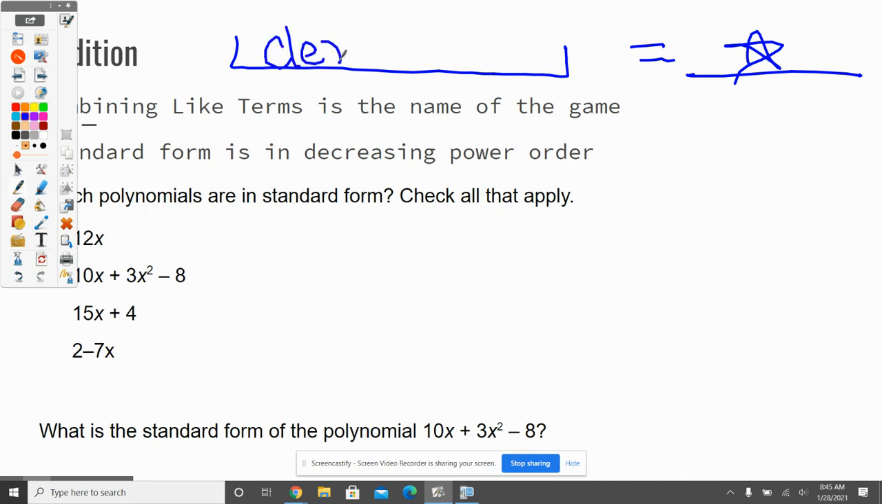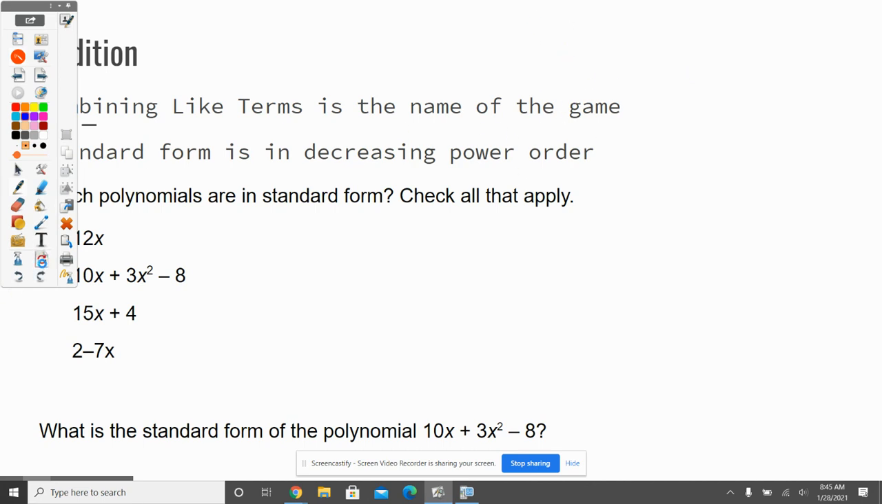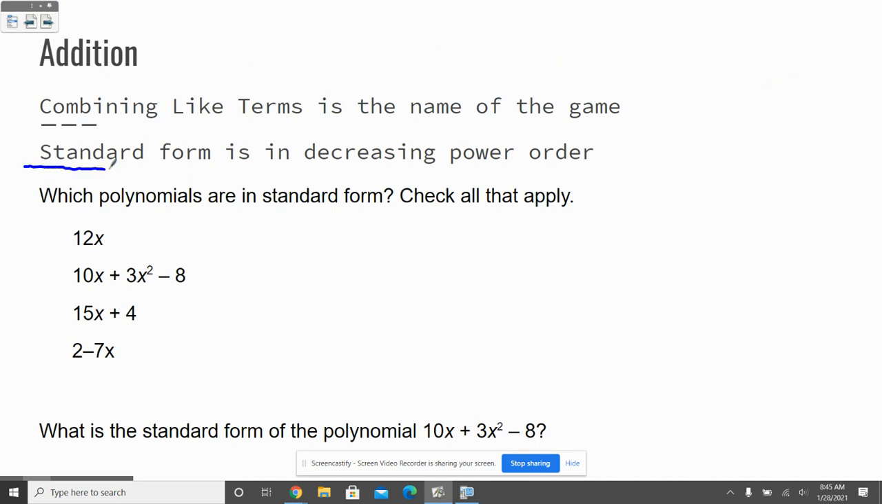Basically, it's more like, as I say, cleaning up a lot of times, like just getting your stuff together, clean up your room a little bit. So combining like terms is what we're going to do. And then there's this idea called standard form, which is important. Basically, we're going to put it in decreasing power if possible.